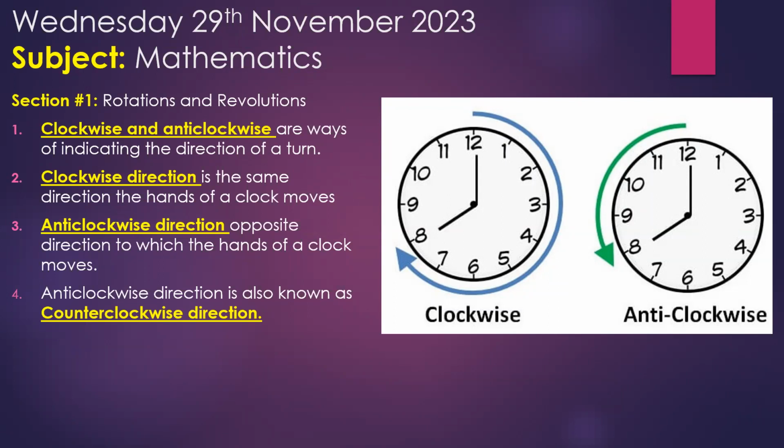Okay. So when we say clockwise direction, if you know how the hands of a clock move, that's clockwise direction, right? Yes, sir. And then anti-clockwise direction is basically the opposite way. And we say that another word for it is counterclockwise direction. All right.